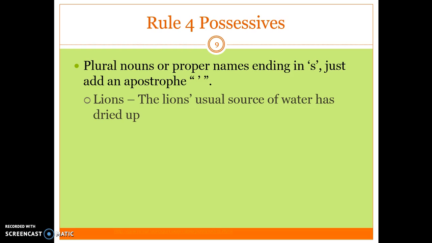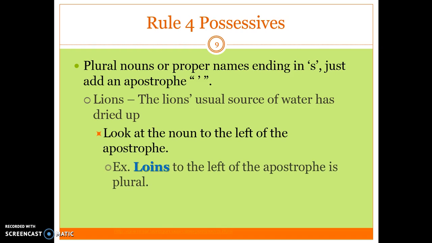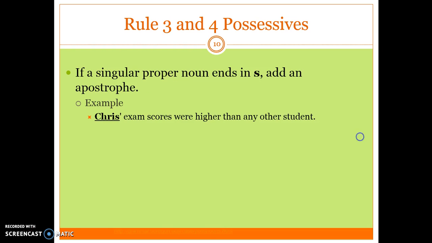Plural nouns or proper names ending in an S, you're just adding an apostrophe. So lines, more than one. The lines' usual source of water has dried up. So what you do is you look again to the left of the apostrophe to determine, is that word singular or is that word plural? Here the word is plural.